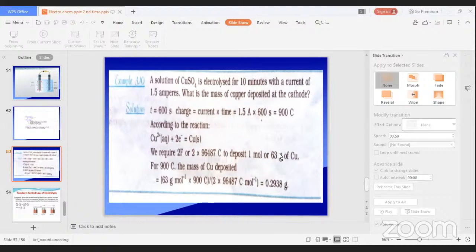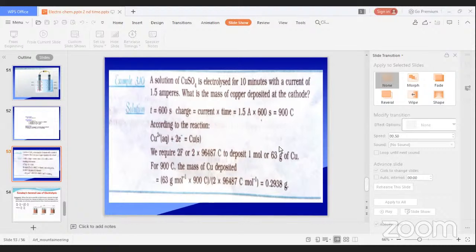To deposit 1 mole of copper, where mole equals weight divided by gram molecular weight, here 63 is the molar mass. So to deposit 63 grams, or 1 mole of copper, how much electricity is required? 2 Faradays are required. But here how many coulombs are there? Only 900 coulombs. So 2 Faradays is equal to 63 grams.